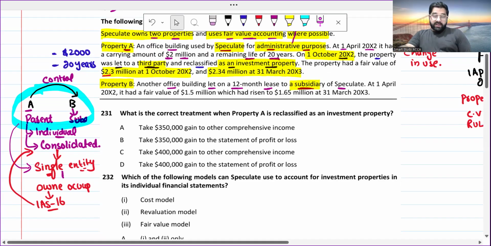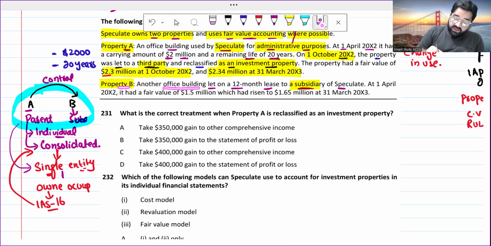Okay, so let's start the second paragraph again. Property B, another office building, is let on a 12-month lease to a subsidiary company, meaning the parent company lets the property to the subsidiary company. Now, in the individual financial statement of the parent company, it will be treated as an investment property. But from the consolidated perspective, it will always be treated as an owner-occupied property.